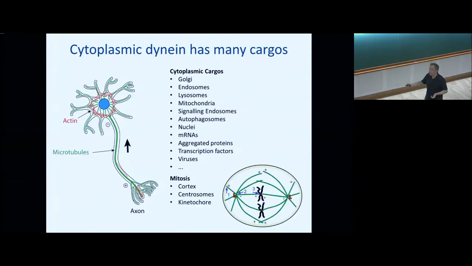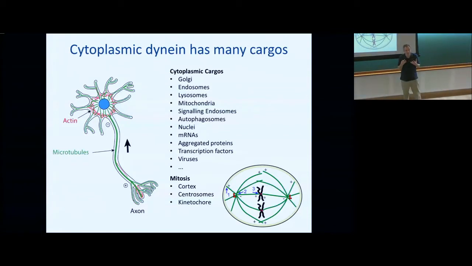So it's found out at the cortex, where it helps to position the spindle. It's found at the spindle pole, where it's important for forming that structure. And it's also found at the kinetochore, which is where it's monitoring the attachment of microtubules.